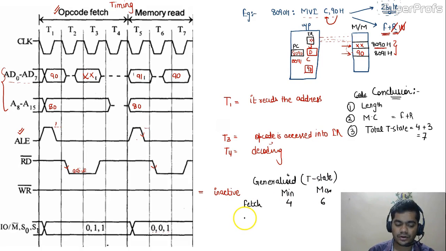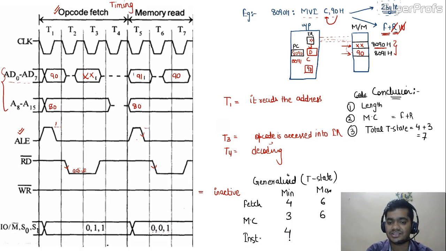Okay. So for any machine cycle, the minimum T states are 3, because we can see that in memory read 3 T states are required, and the maximum possibility is 6. And for an instruction, the minimum T states would be 4, because if there is one machine cycle in an instruction, it would obviously be opcode fetch, and the minimum value of T states is 4. The maximum T states possible for an instruction is 18.